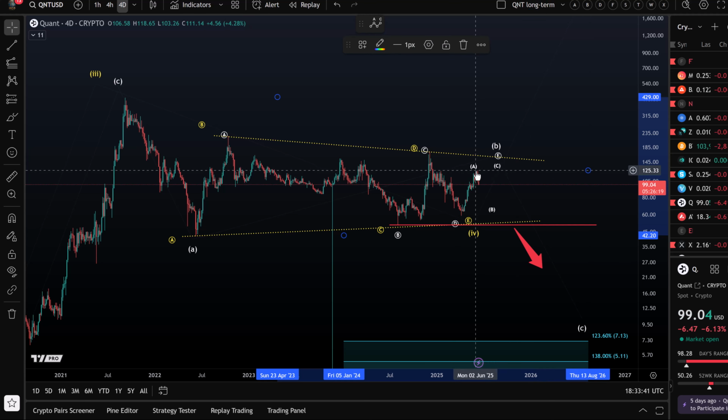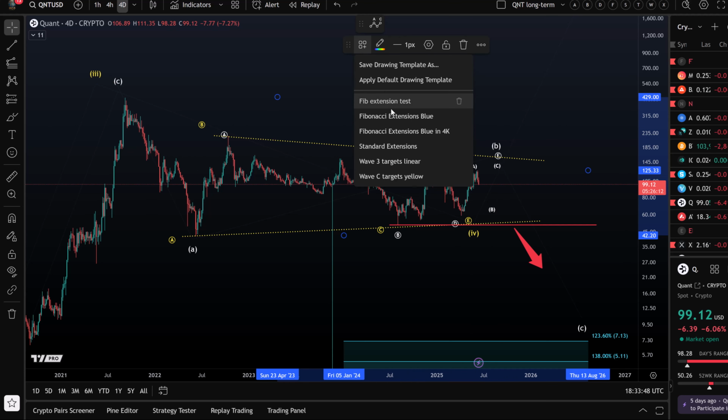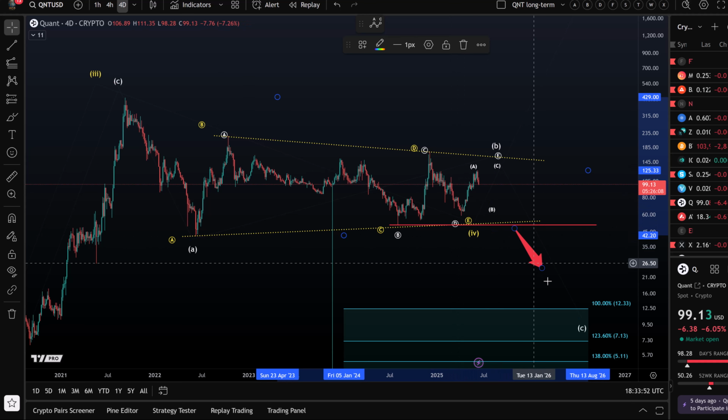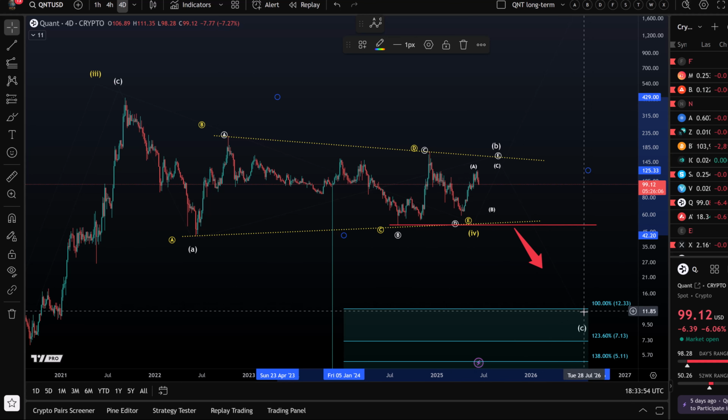triangle. I don't necessarily assume the triangle has finished, so we might see a little bit more upside overall, but it is obviously constrained here to these trend lines. But the 100% extension level, which is an ideal target for a C wave, is located at $12.33. Now, to be honest, whether it's going to be 13, 14, 15, doesn't really matter so much.